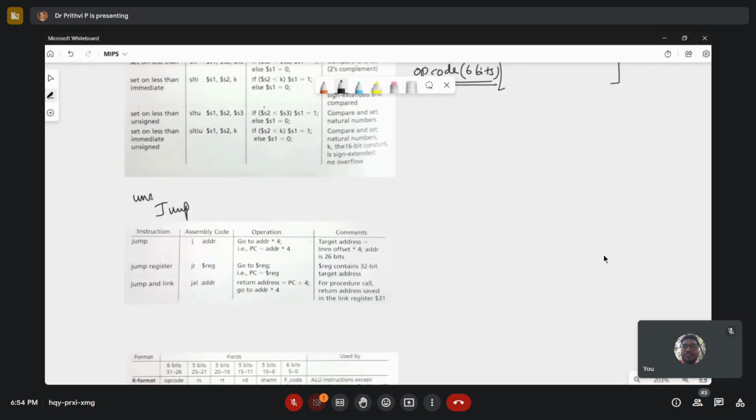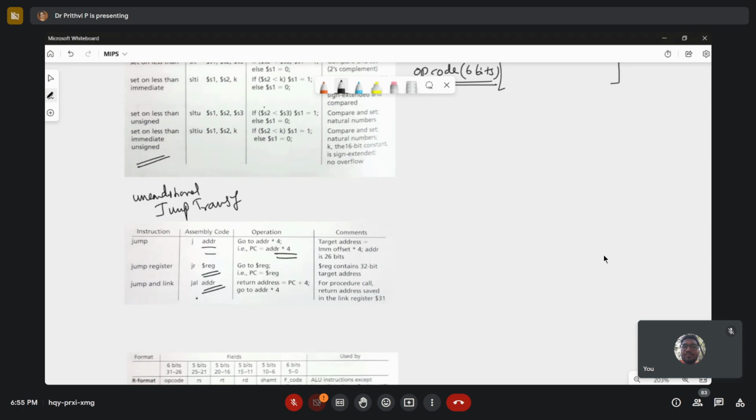Unconditional. The previous ones, these are conditional. This is an unconditional jump transfer, we can say. It is a normal jump to the address with the offset bits of whatever address you are mentioning here. There won't be any condition here. Whatever value is indicated, directly to that memory location, the jump will be happening.